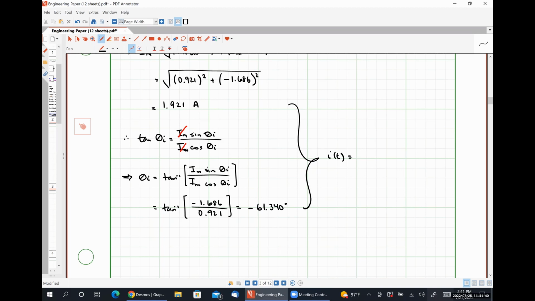Putting these results together, I can then say that I of t is equal to 1.921 cosine of 5t minus 61.340 degrees amps.